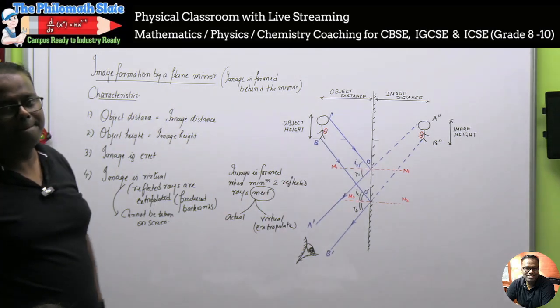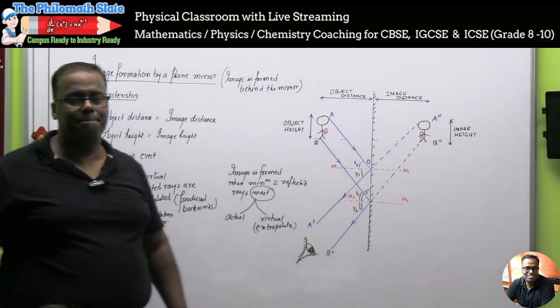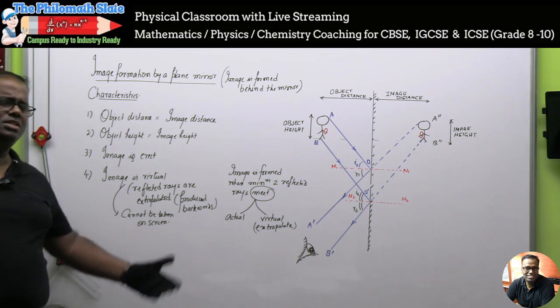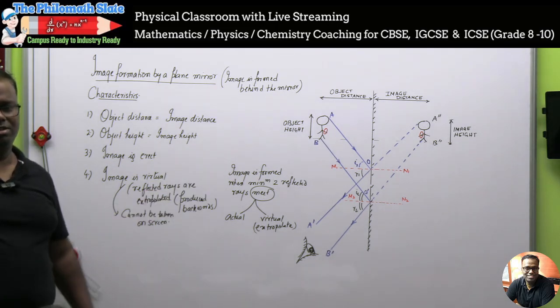Sir, if the sun is shining on a tree and a shadow is formed, does that make the tree the screen? Not really the screen. Screen is anything where you see an image. So these images cannot be taken on screen.